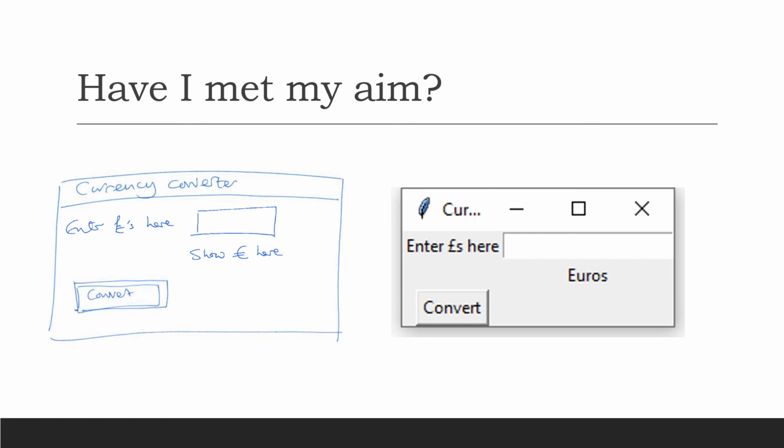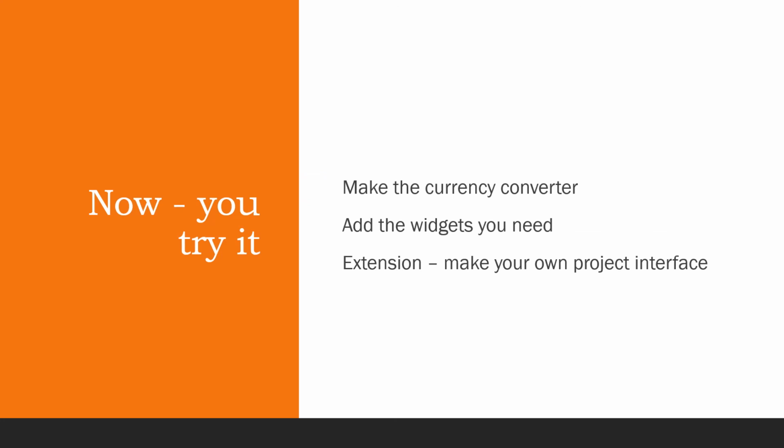It's not perfect, so there are some things you can do to improve it slightly, and we'll talk about those in the next presentation. But for now, make the currency converter with all the widgets that you need. You may have already done that, so here's an extension activity. If you haven't already done so, think of a design for your own project and make it using the commands that I've just shown you. And I'll see you in the next lesson.